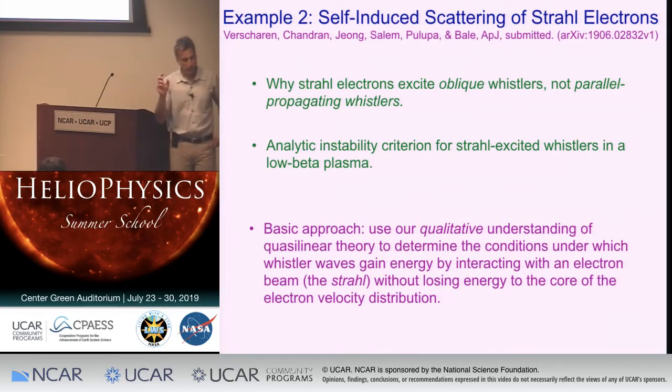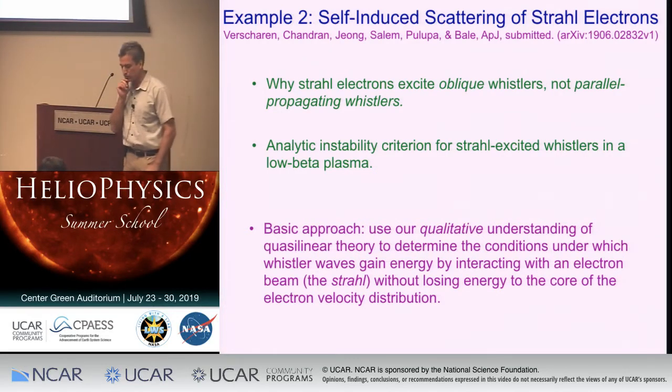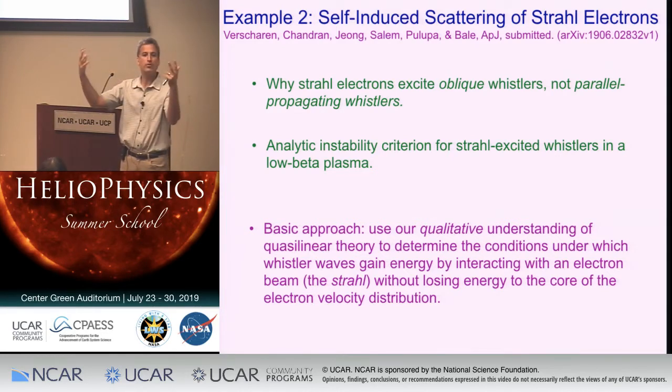The strahl is really interesting. If you look at electrons in the solar wind, say out at 1 AU or 0.3 AU, the electron velocity distribution has a core where most of the electrons are, but about 5% of the electrons are in a superthermal population. Part of that superthermal population is called the halo. It's kind of a quasi-isotropic superthermal population of electrons. But part of that superthermal population is in a beam of electrons whose velocities are almost exactly aligned with the background magnetic field.